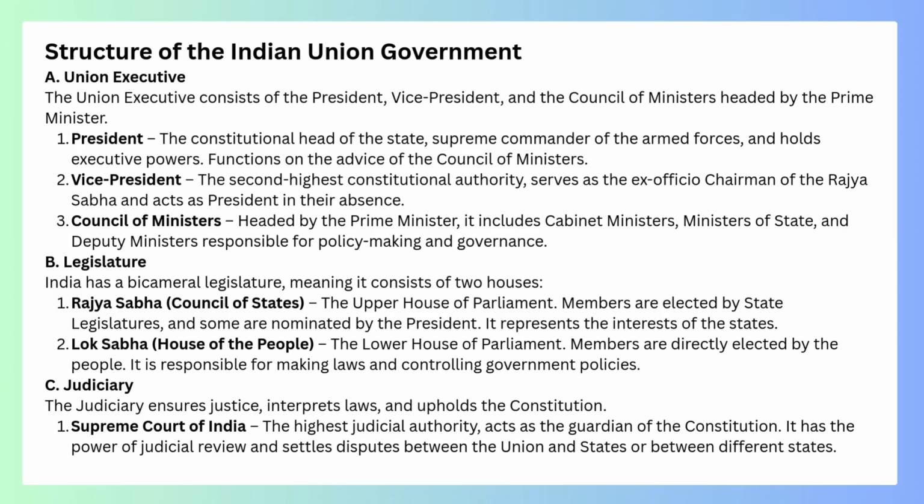B. Legislature. India has a bicameral legislature, meaning it consists of 2 houses. Rajya Sabha, Council of States, the upper house of parliament. Members are elected by state legislatures, and some are nominated by the president. It represents the interests of the states. Lok Sabha, House of the People, the lower house of parliament. Members are directly elected by the people. It is responsible for making laws and controlling government policies.